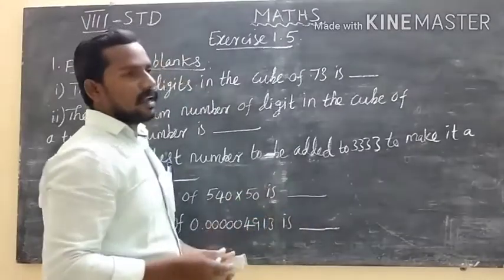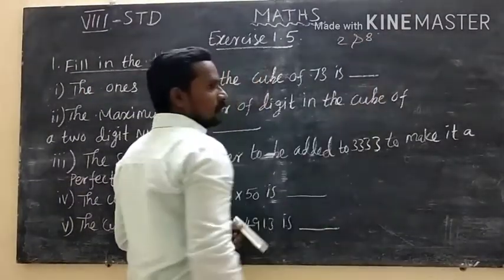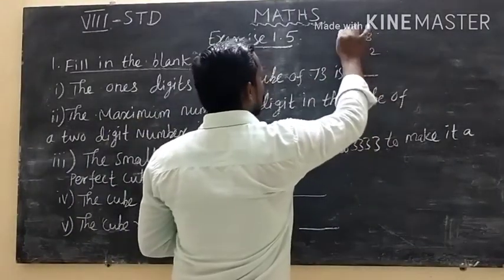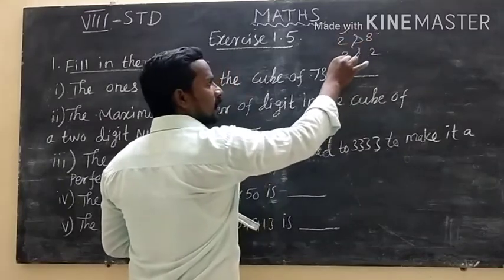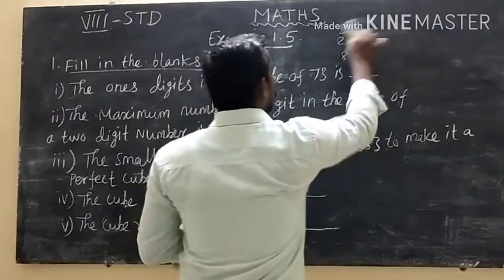Next, if a natural number ends with 2 or 8, then the cube of the number ends with 8 or 2. So a number ending with 2 has a cube ending with 8, and a number ending with 8 has a cube ending with 2. This is one of the properties.